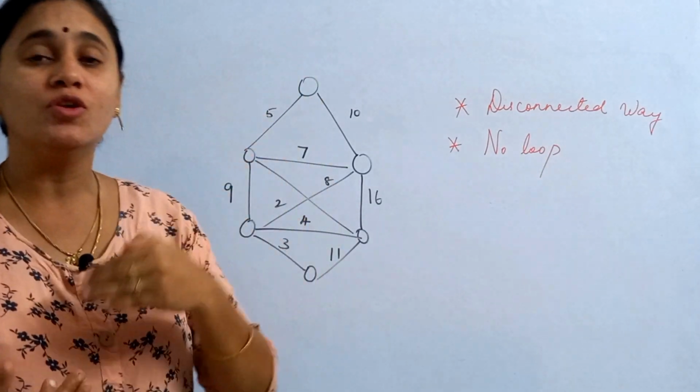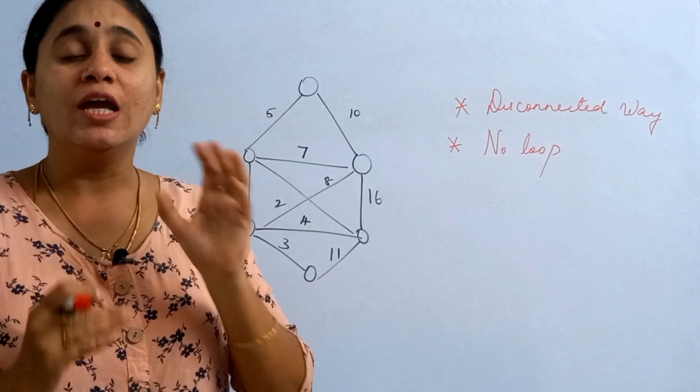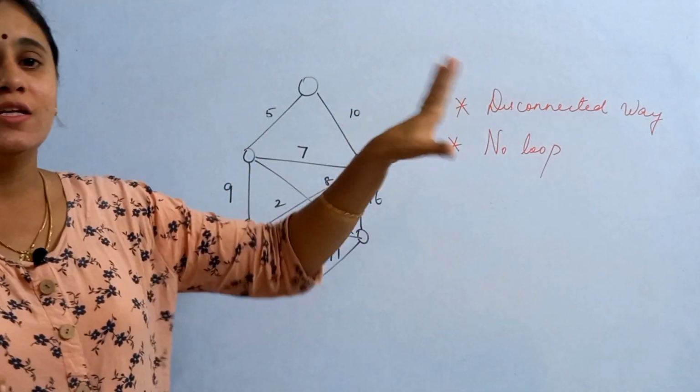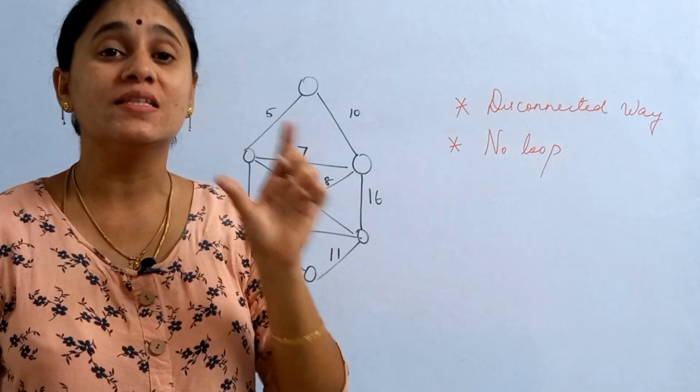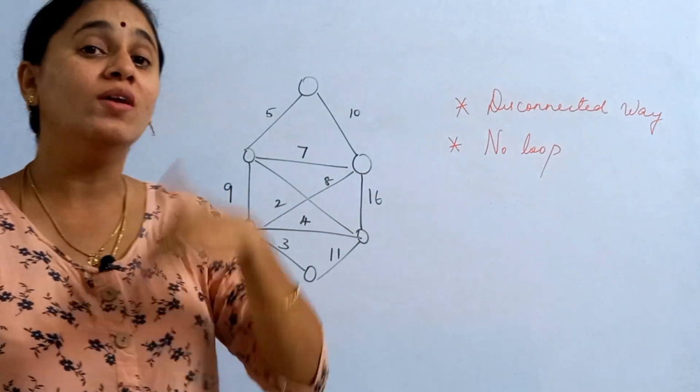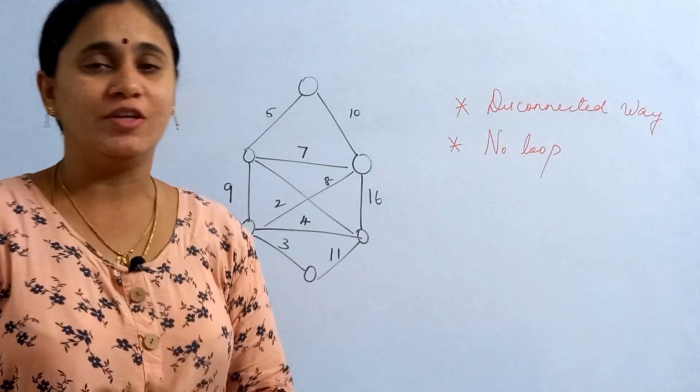Finally, the graph will have n minus 1 edges. What is n minus 1 edges? That is the maximum number of edges that the resultant spanning tree is going to have. All these things we discussed in the last video.